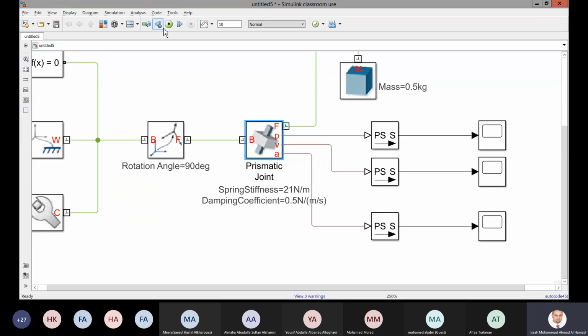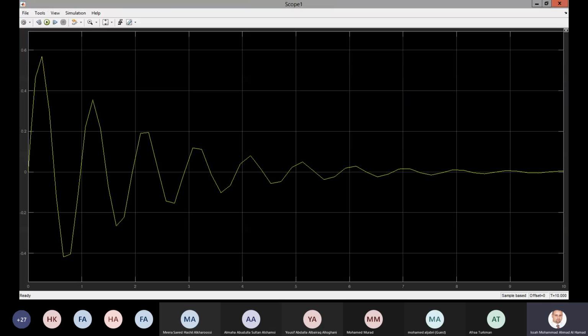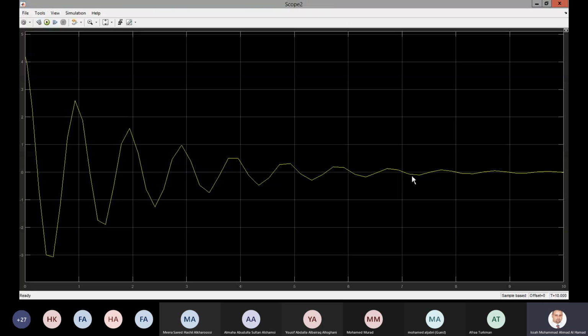If you press run and you specify the number of points or the time needed for simulation, you can double click on any one of these and get your solution. This is the solution for position, this is the solution for velocity, and this is the solution for acceleration.